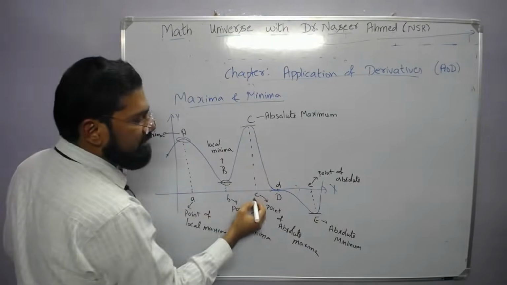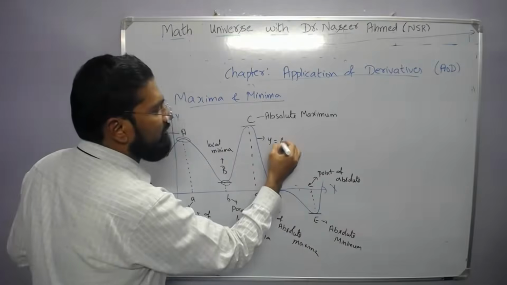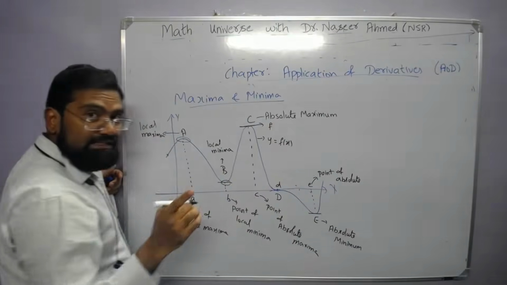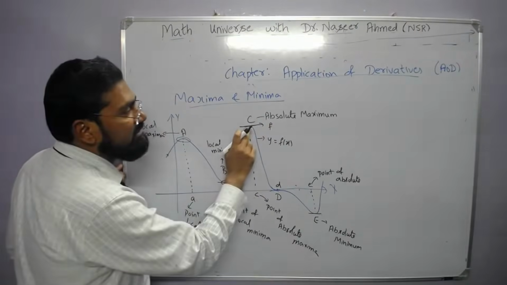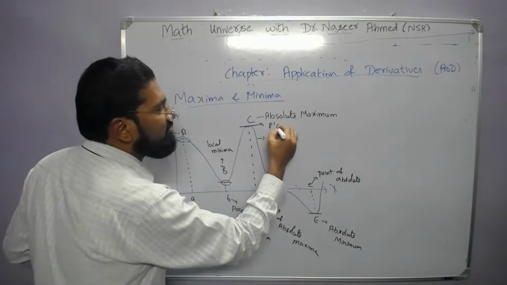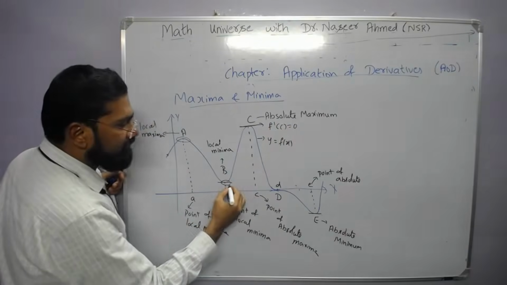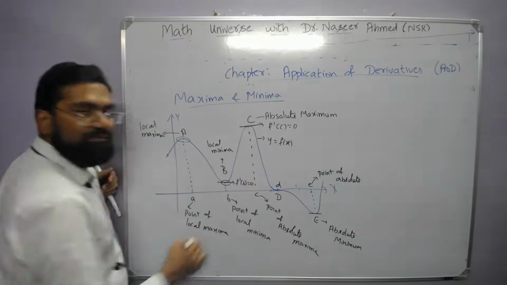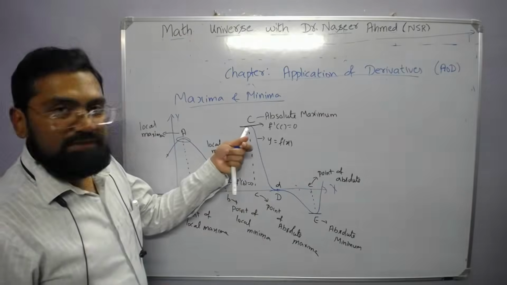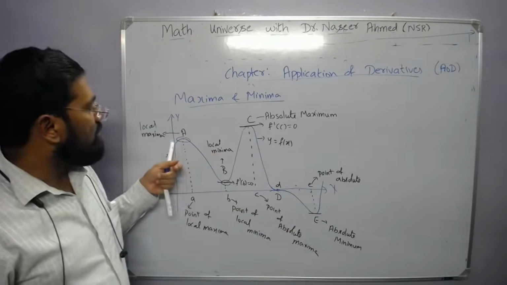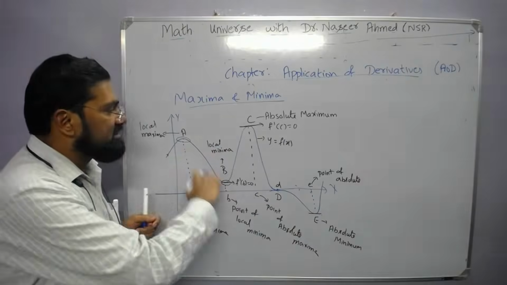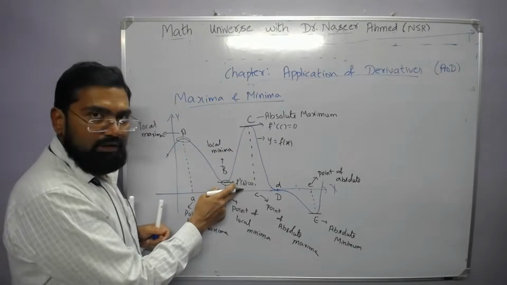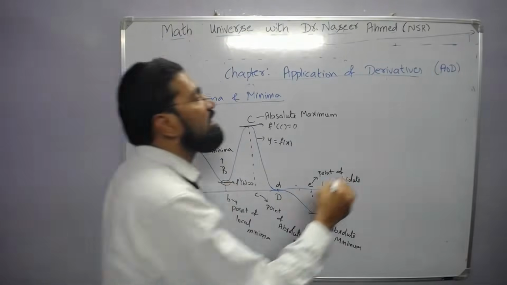X-axis. Nothing but at this point C, if I say this curve is y equal to f of x, then derivative represents slope of the tangent. So at C, this line is a tangent and f dash of C is what? 0. Similarly, here also this is a tangent parallel to x-axis, and here f dash of B is what? 0. What I mean to say, whether you have got largest of all, least of all, or local maxima, local minima, if the function is continuous and differentiable, then derivative at that point is always what? 0. This we call critical points.